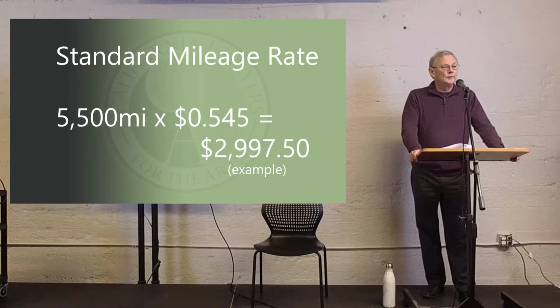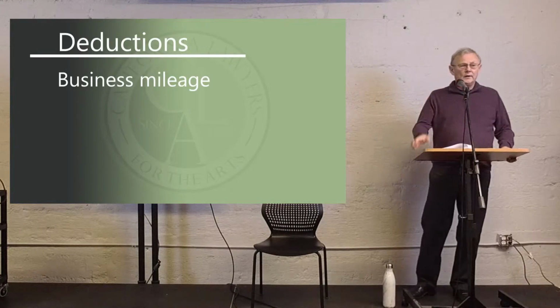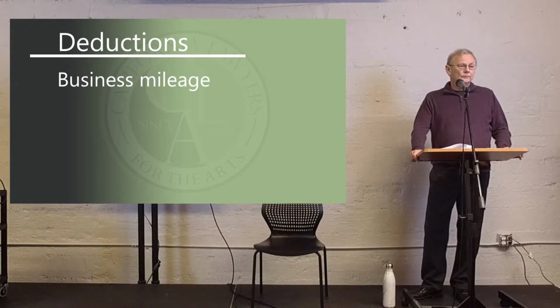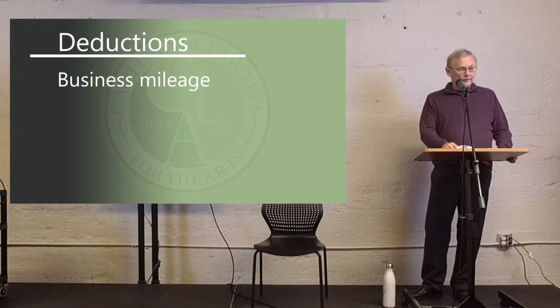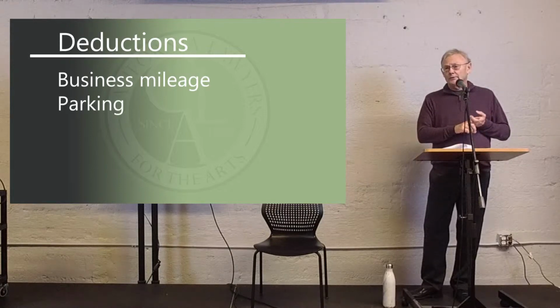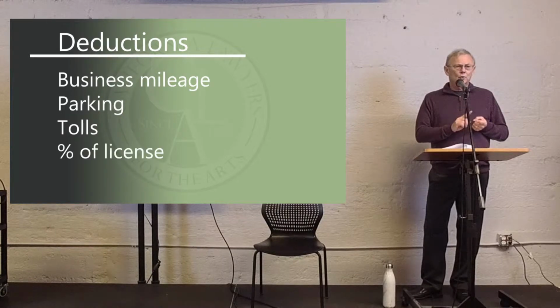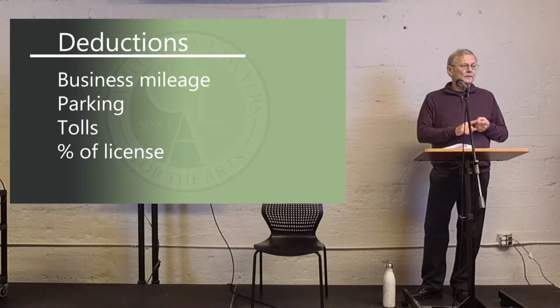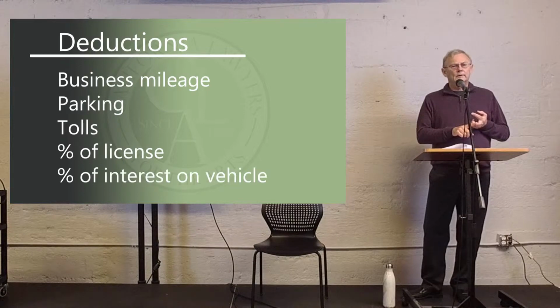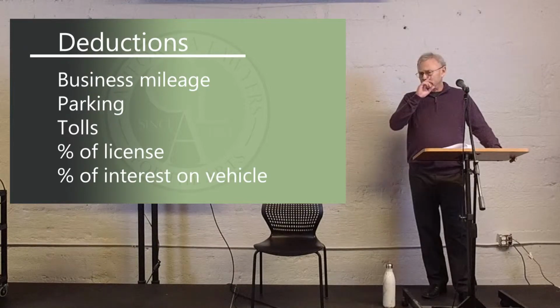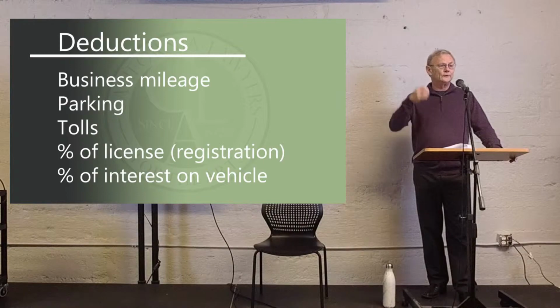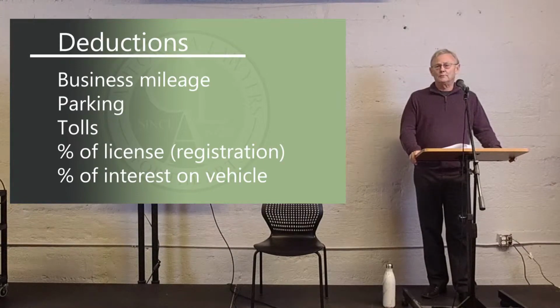So that's pretty darn easy. By the way, in addition to just the mileage there, you can add a couple of things more into your deduction, even though you use just a standard mileage rate. And that is, of course, parking. You can always take that, and tolls. Also, a portion of your license you can take, as well as a portion of the interest on your car. This is not for getting your license to drive, but this is the annual registration for your car. You can take a portion of that. So you get that as a deduction.